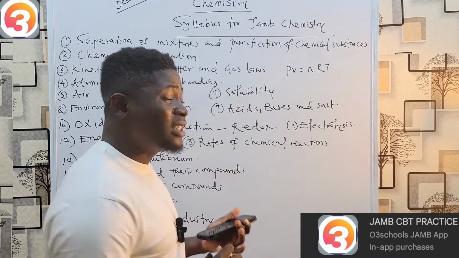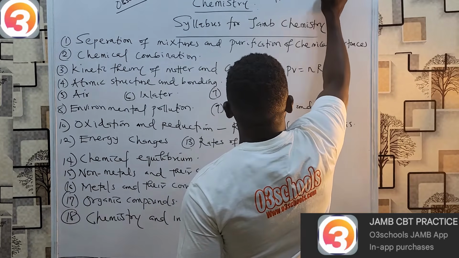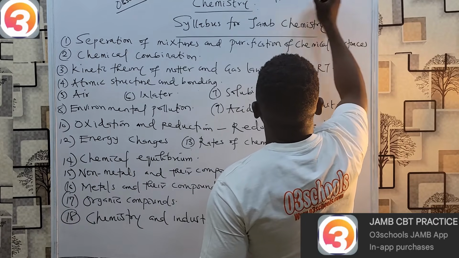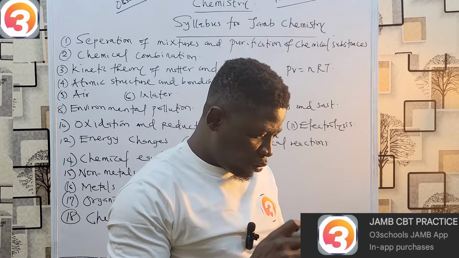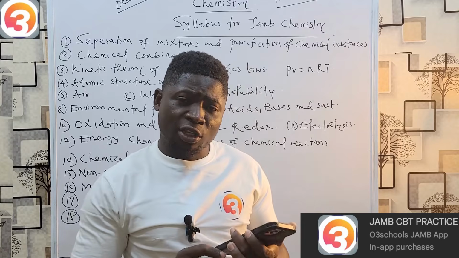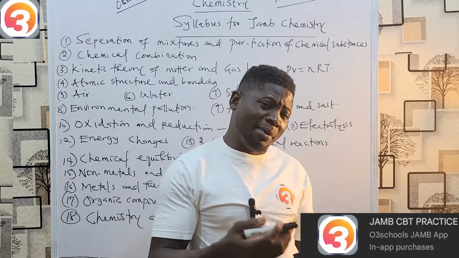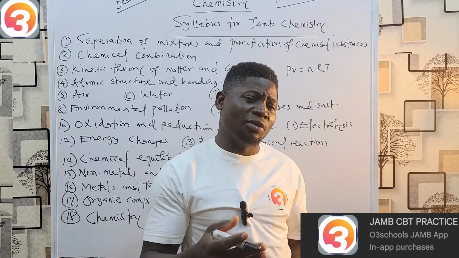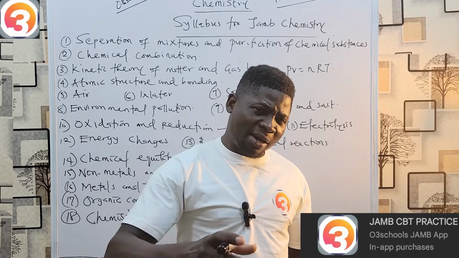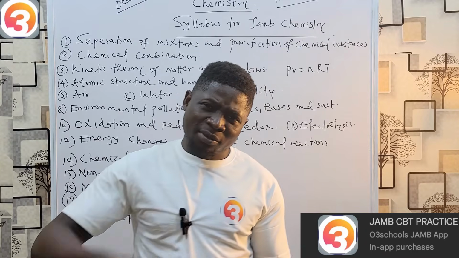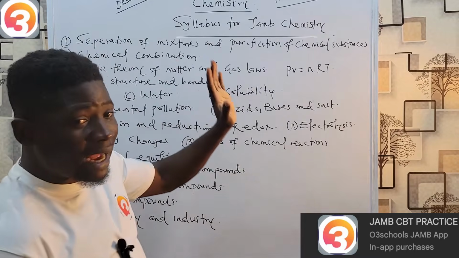Now for chemistry, which textbook is recommended? It will always be New School Chemistry by Ababio, and use it to study. Once you study the topic, go to past questions on your O3 School JAMB app, search for the topic under it, maybe alkanoids or organic chemistry and so on. Search for questions under the topic you have studied, answer them. Go to the next topic, read about it, look for past questions, answer them. Go to the next topic using your syllabus. So you need your syllabus, your JAMB app, and your textbook.